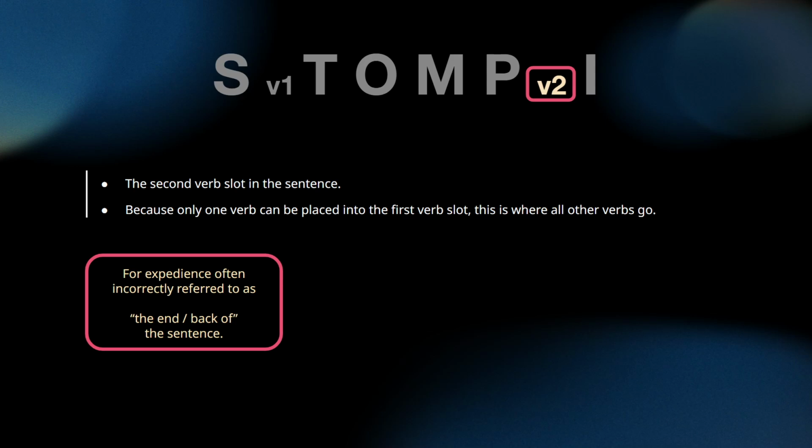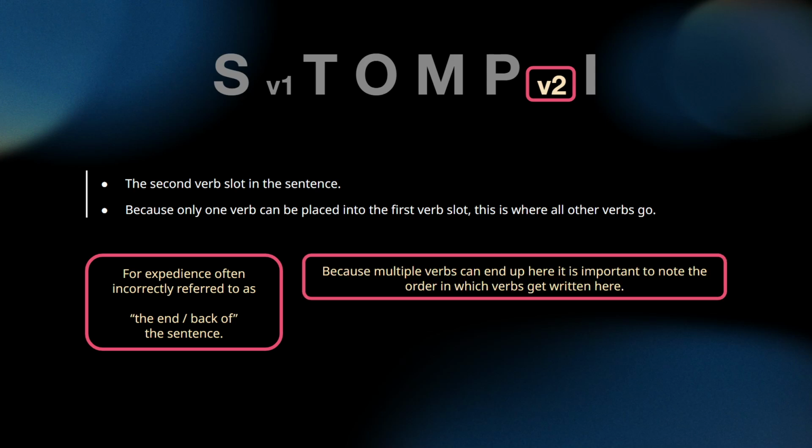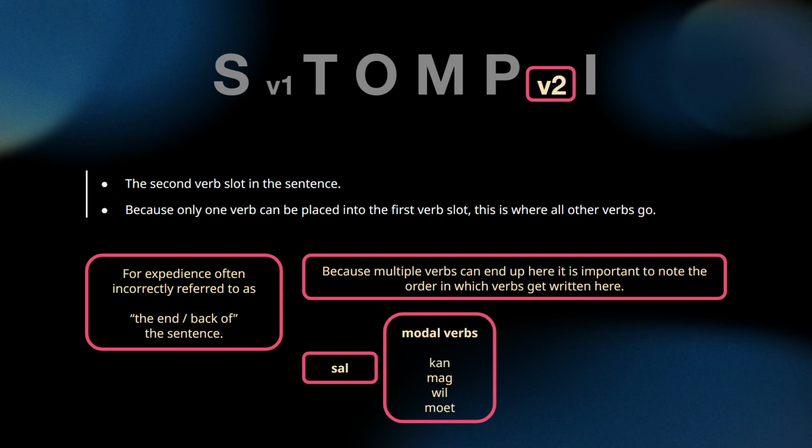This is technically incorrect, but as long as we understand that when someone says move a verb to the back of the sentence or the end of the sentence, what they mean is to move it to the second verb position. So because multiple verbs can end up within verb positions, it's important to know the order of priority in which verbs need to be written. The first verb is always going to be sal, meaning if we have multiple verbs vying for order or priority within the same slot, then sal will always be written first.